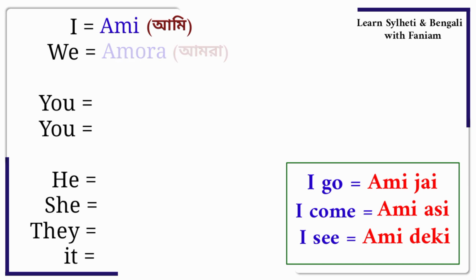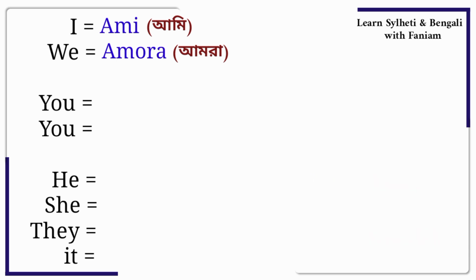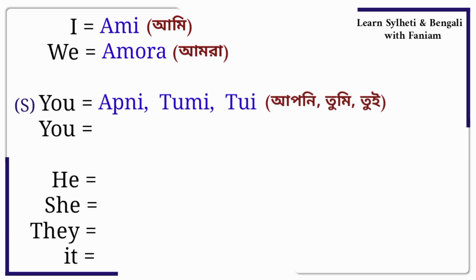Then we, amora. We go, amora jai. Then you, which is used for singular. And for you, Bengali people use three different pronouns. First one is apni, which is formal. You can use it with everyone and especially with respectful persons, big brother, sister and parents.